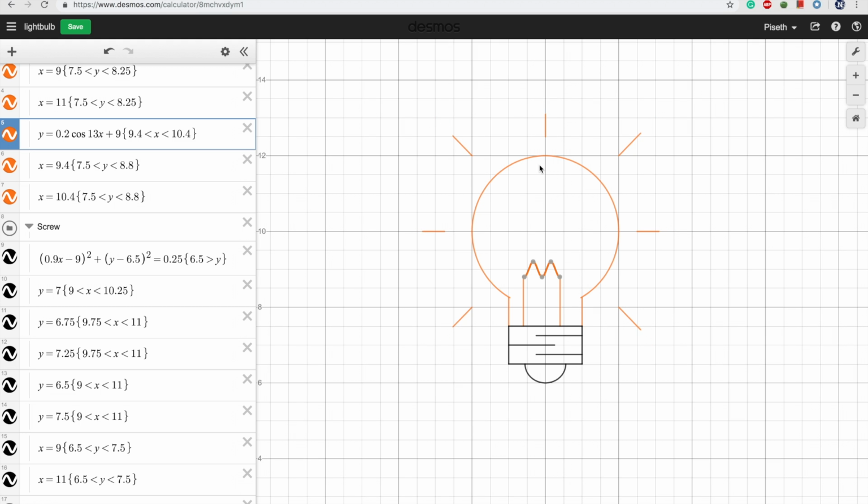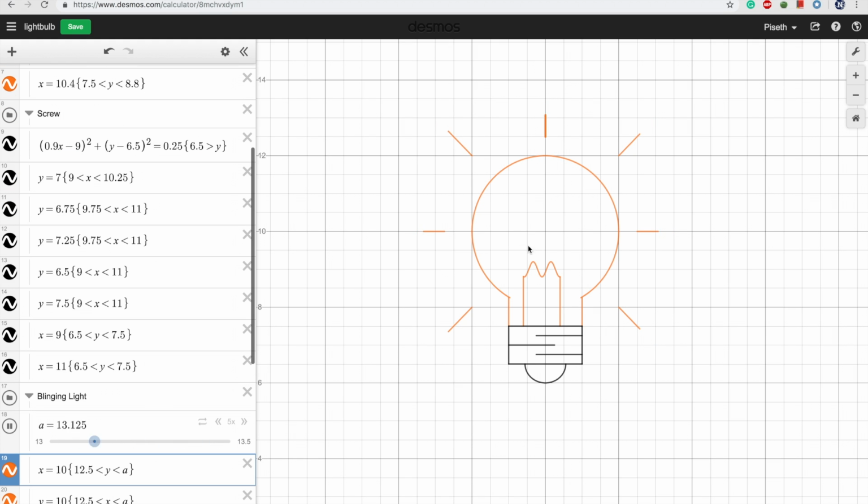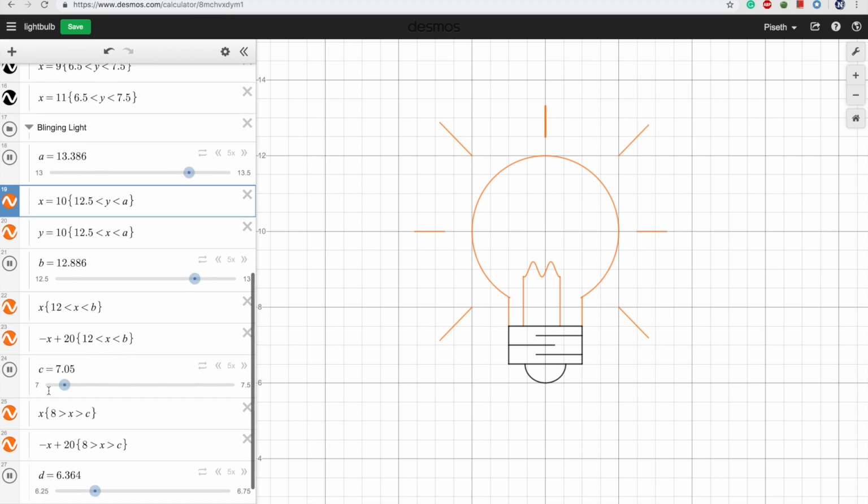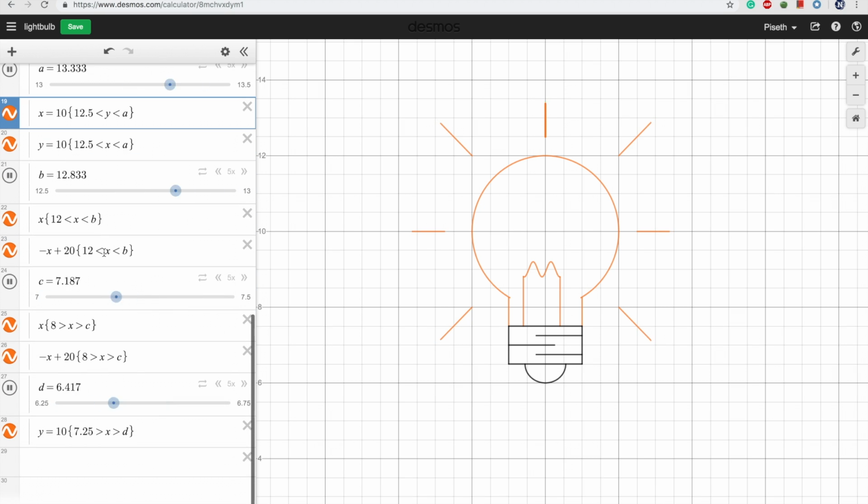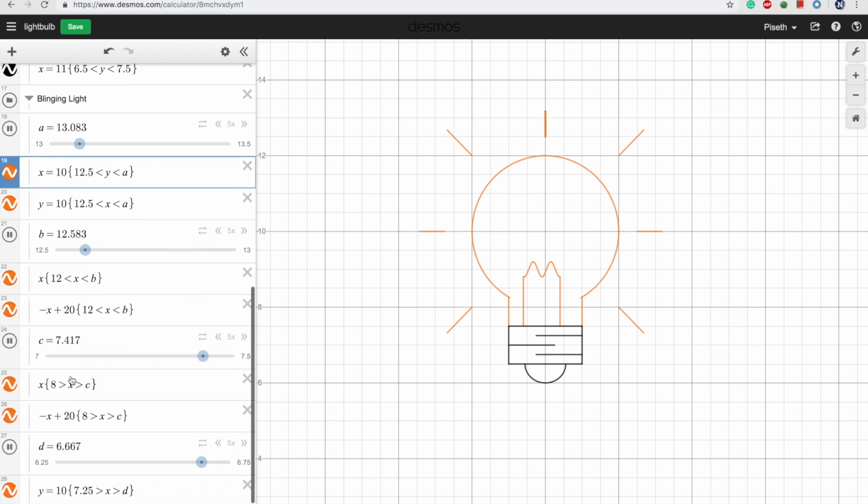So for the light bulb theme, to create this blinking effect, I use different sliders. I use four different sliders, which control each line. For example, I use this equation which creates the linear line for this line, and I put a here, so it changes the limit of the line.